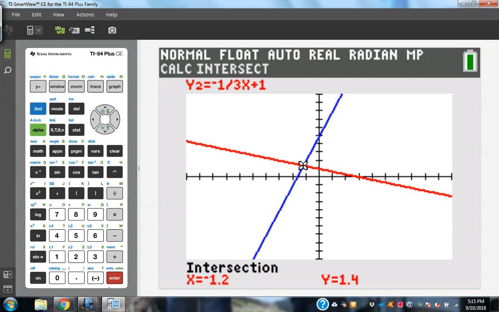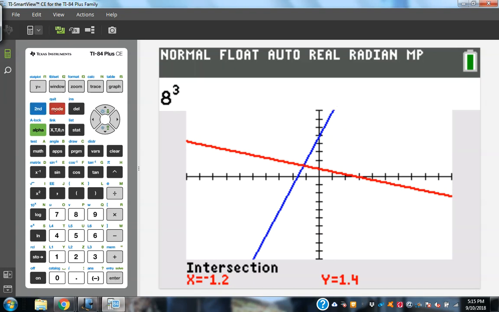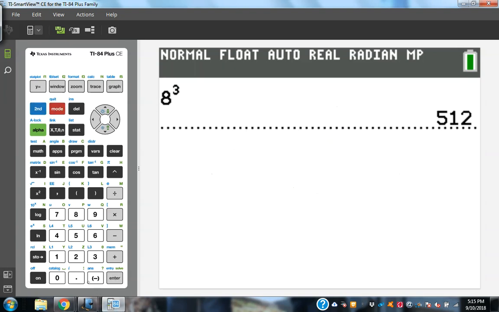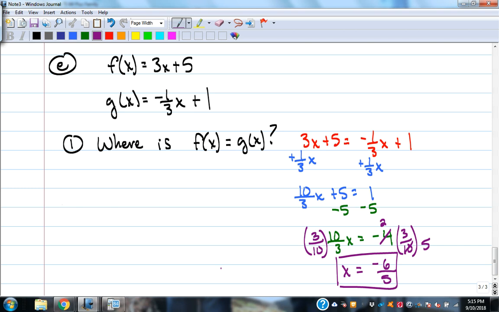Negative 1.2, that's the decimal for negative 6 over 5. The y value is 1.4. That's what we saw when we hit trace with the blue one. And we're on the intersection there. So that tells us we did it right. So that's one way to get the intersection, or where those two equations or functions are equal to each other.